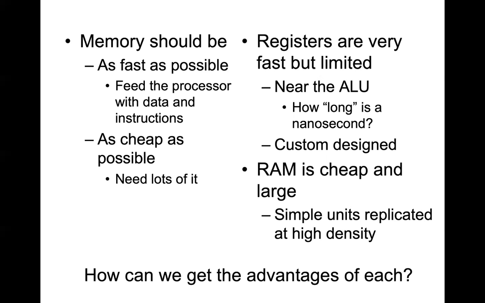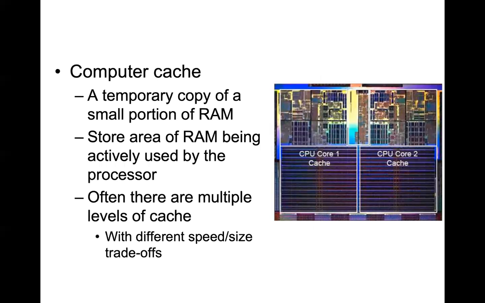So the question is, how can we get memory that's nearly as fast as registers, but nearly as large as the memories that we buy? It turns out that there's a very clever way to do this, and it's called caching. A cache is a small amount of memory that's very fast, and it only stores some of the contents of the much larger main memory.